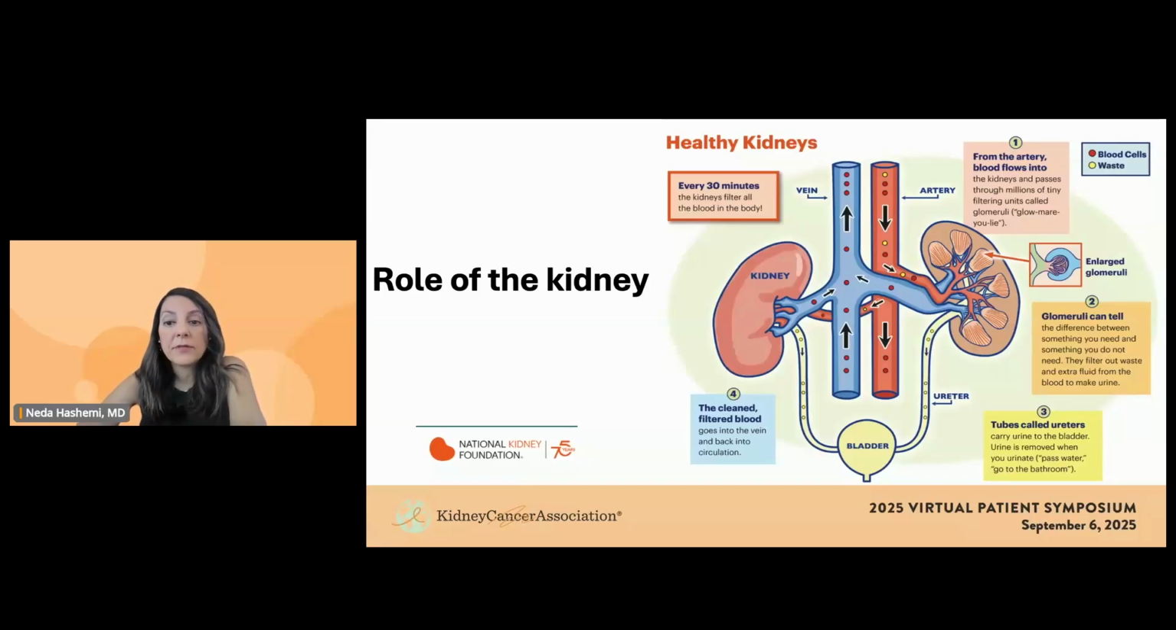So the major role of the kidney is to balance the electrolytes, acid base, and the fluid in our body. It also has some other roles that I haven't shown in this picture, such as helping with controlling the blood pressure, and helping with production of red blood cells in our body.